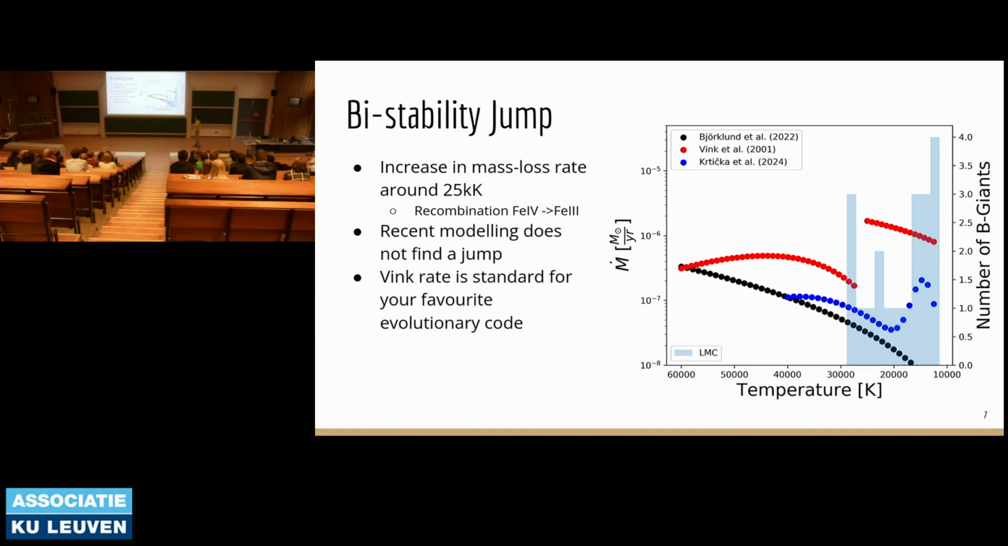But the question is, does this jump actually exist? Because more recent modeling does not find this jump at all. They just see a monotonic decrease. So is it there? Is it not there? Well, we're going to try to figure out, but just keep in mind that if you're running MESA models right now, you are using this jump, just so you know. It is in there. If you go low enough in temperature, around this 25 kilokelvin range, you will encounter this.